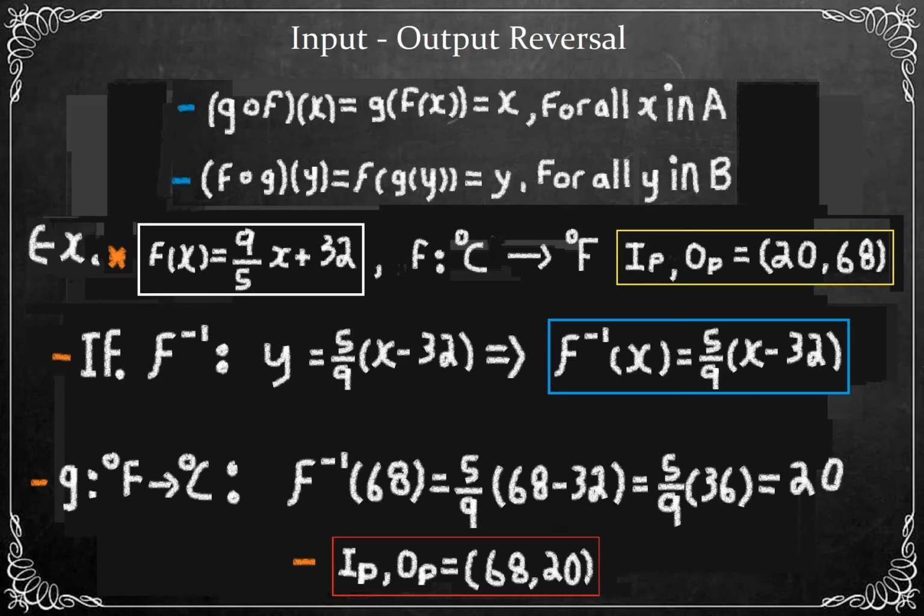Nice, because next bullet we can define the inverse g as degrees in Fahrenheit returns degrees in Celsius. Then let's find f inverse of 68, which equals 5/9 times 36, which just equals 20. Last bullet, folks, returns the input-output pair 68 and 20, red box, which shows a clear demonstration of the input-output reversal property.